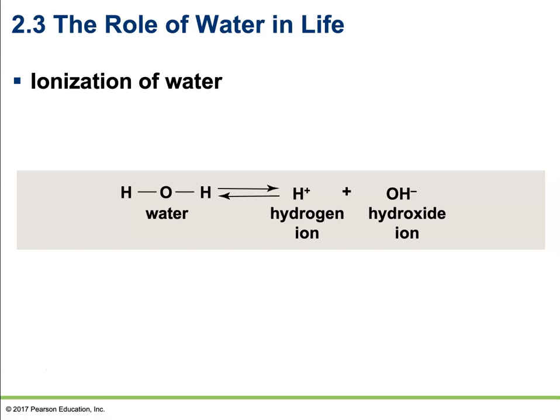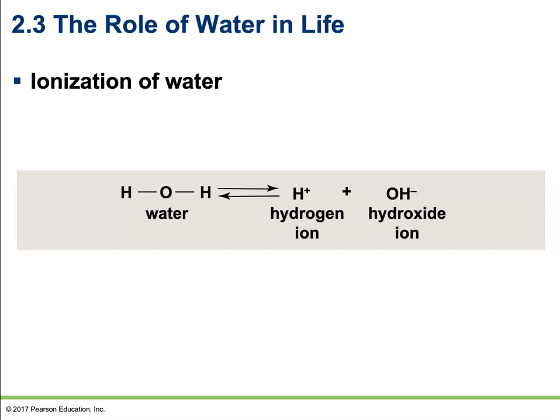Ionization just means breaking apart into its ions. So just like sodium chloride will break apart into sodium ions and chloride ions when dissolved in water, water will actually dissociate and ionize itself. So if you have a glass of water, you don't have a glass of just H2O. You have a glass of H2O and hydrogen ions and hydroxide ions. Water can dissociate and ionize and release an equal number of hydrogen and hydroxide ions.